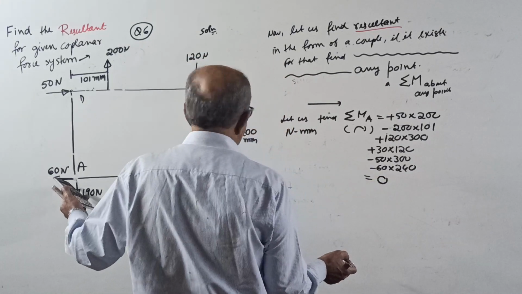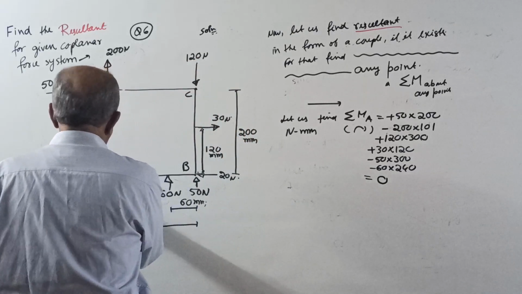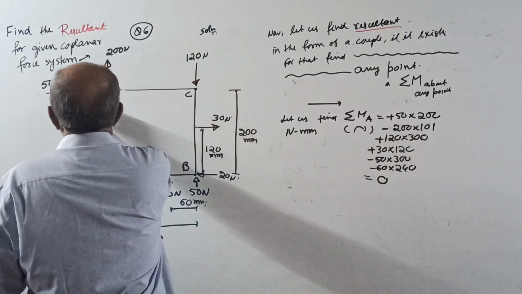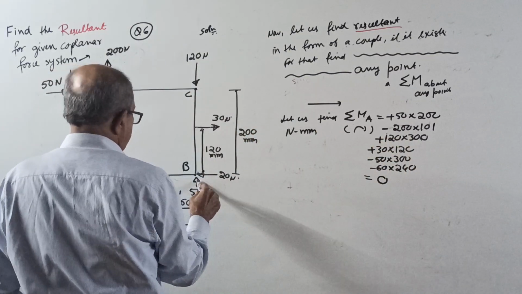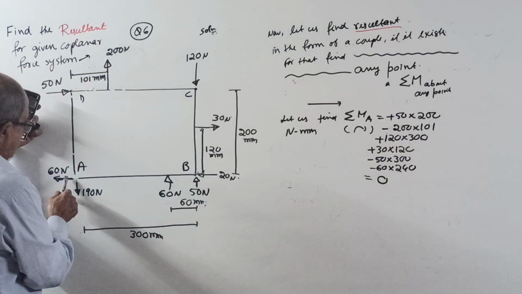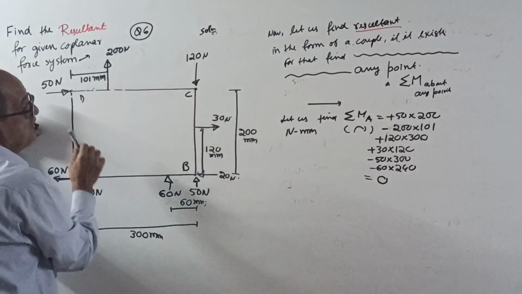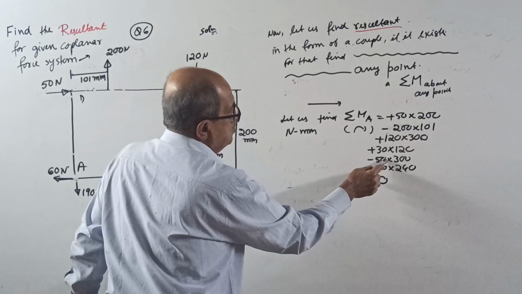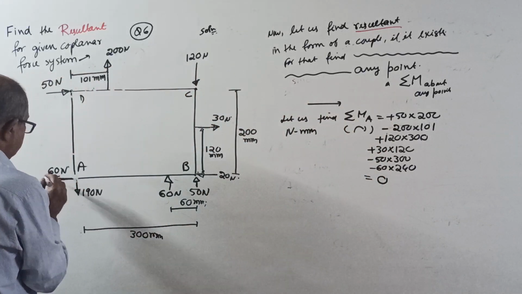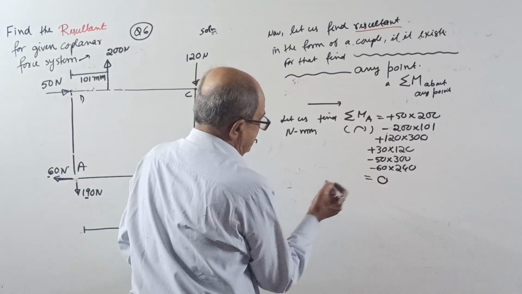0. Yes, see, it is giving 0. What about that 60? Where did I write 60 into 200? Moment about A you are taking, correct? Among the 9 forces, I wrote 6 terms. Three forces give 0, correct: 60 into 0, 190 into 0, 20 into 0. So the total equals 0.